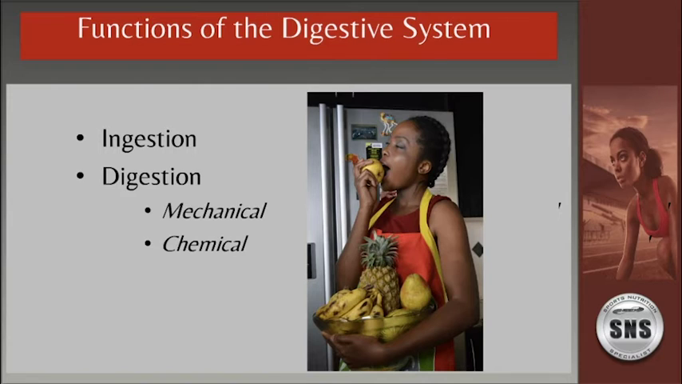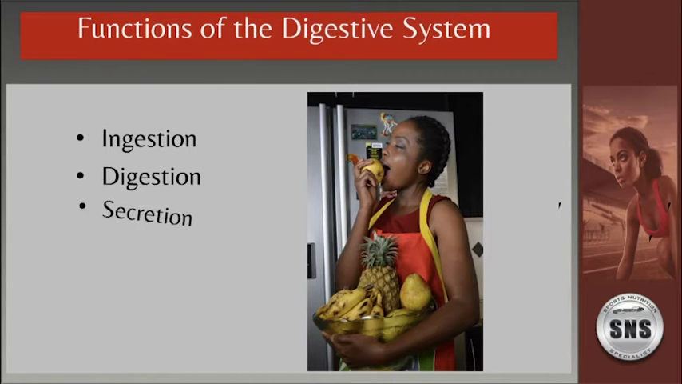But chemical digestion involves the process called hydrolysis. And hydrolysis reactions are aided by these enzymes that are mainly in the stomach and small intestine, and they chemically break down food particles into nutrient molecules small enough to be absorbed and used.